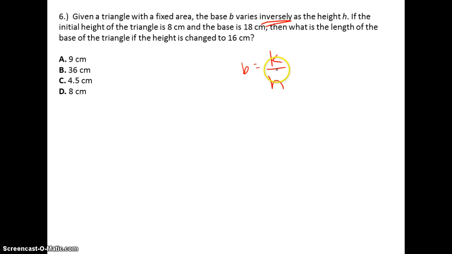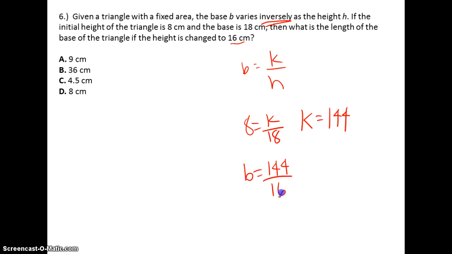So first we're going to find K. Alright, so we have 8 equals K over 18. So we get K equals 144. We multiply 8 and 18. Alright, now we can plug it back in with our height changed to 16. So we'll have B equals 144 divided by 16, which is 9. Answer choice A.